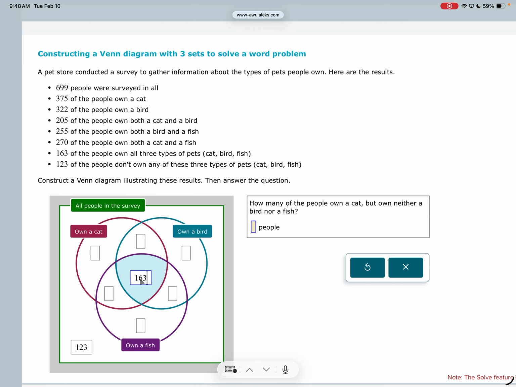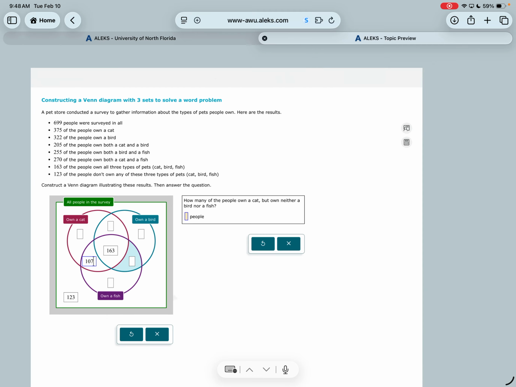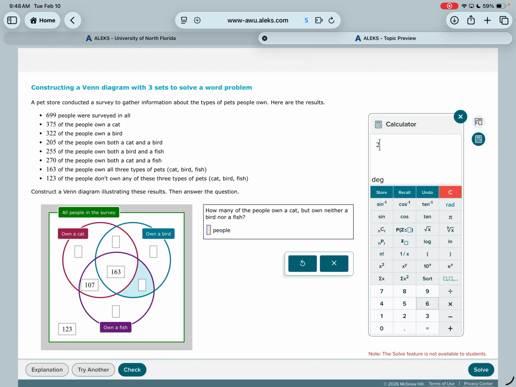So 270 minus 163 would be 107. These two should add up to be 270. Okay. A bird and a fish, same thing, is 255, but I already have 163 in there. Okay. I don't really feel like doing the math. So 255 minus the 163 that are already in there leaves me with 92 right here.